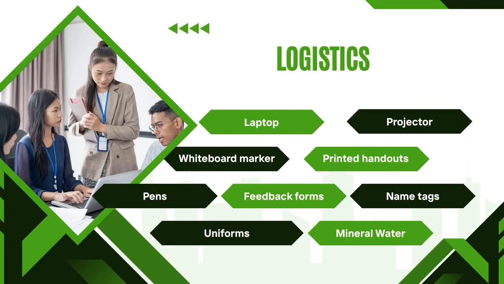Printed handouts help participants follow the session and take notes. Pens are used for writing and completing the feedback form. Name tags help participants and facilitators communicate more easily. Uniforms are also important because they help create a professional hotel training environment. Mineral water is provided to make sure participants stay comfortable throughout the program.